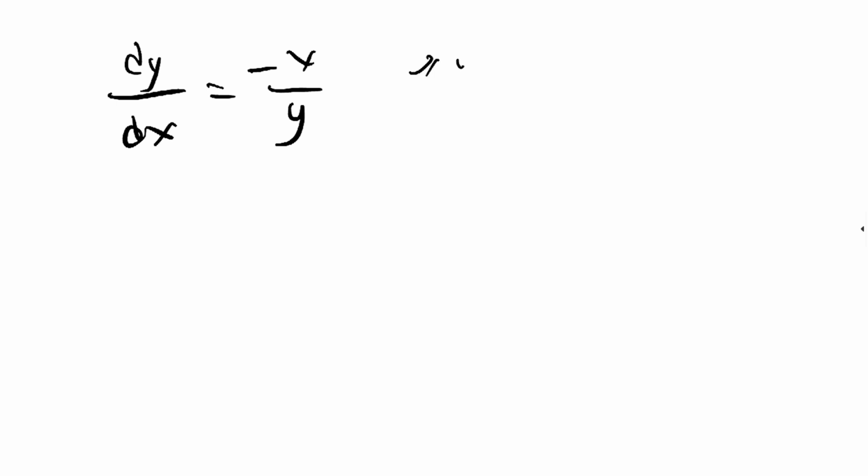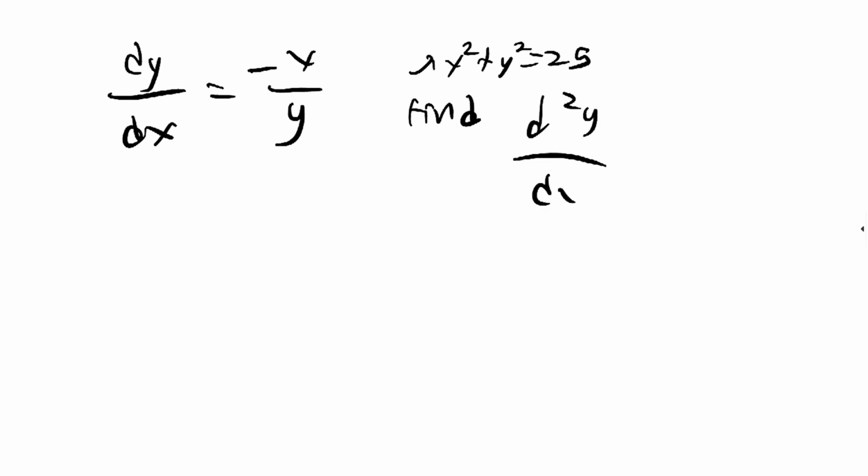Well, to make this even trickier, we can take it even further. So we know that for the first problem, dy dx was negative x over y, right? Remember, it was x squared plus y squared equals 25. Now I'm going to ask you to find d squared y over dx squared. And this is the notation for the second derivative. Okay, so find the second derivative.